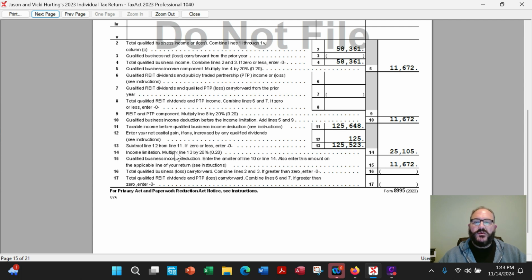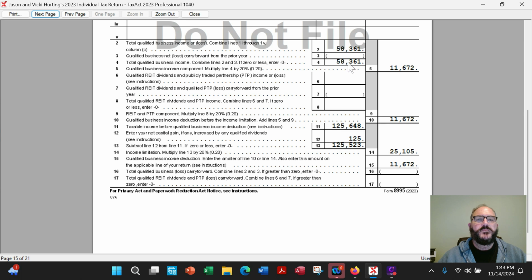Anyway, it does all the calculation multiplied by 20%, and there's the QBI deduction right there. So basically it's this line item here times that amount. And again, there's some adjustments here, like there's a capital gain of 125 that goes in there. It says qualified business combined lines 1.